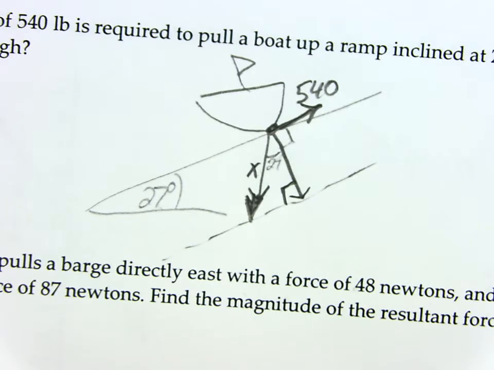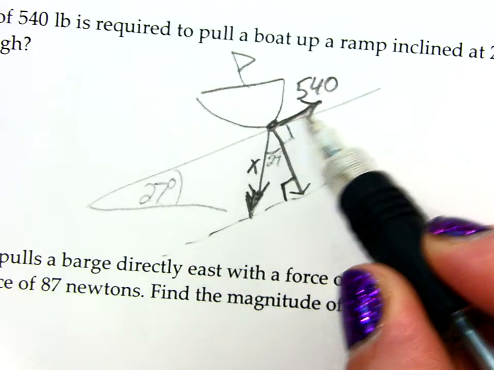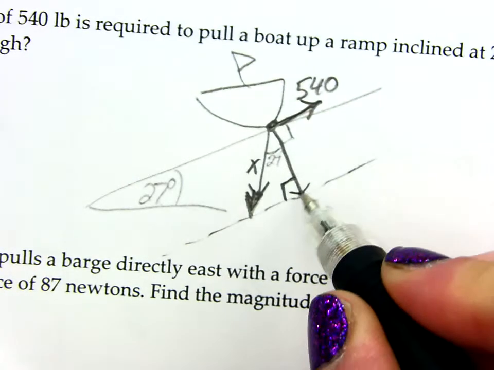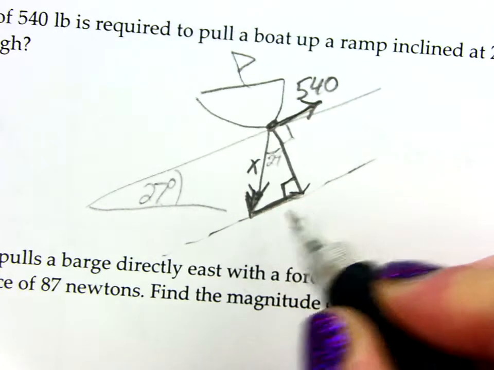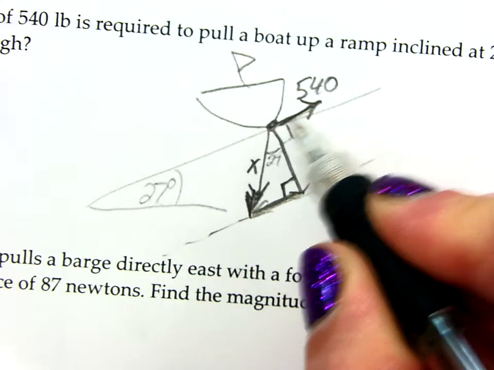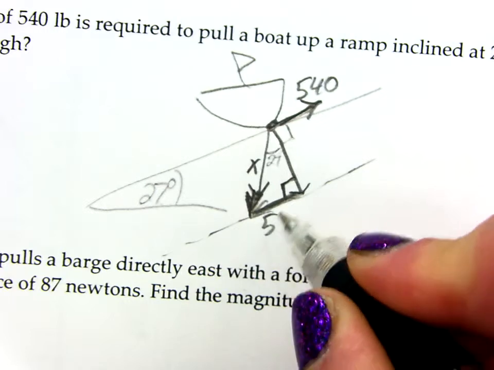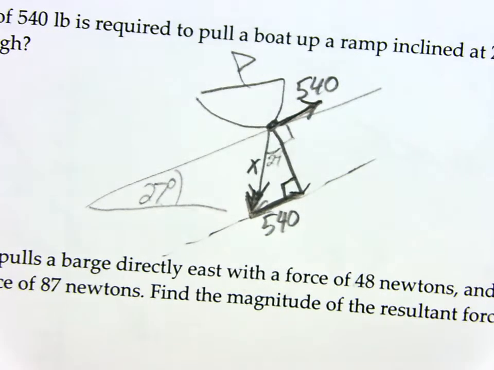I don't know what the answer is yet. Well, think about it. It was 540. The brakes are stronger than the boat needs it to be. This is the same as this. This is the force that's trying to make it go down the hill. This is what's stopping it, 540 this way. So I have 540 working this way trying to pull it down.